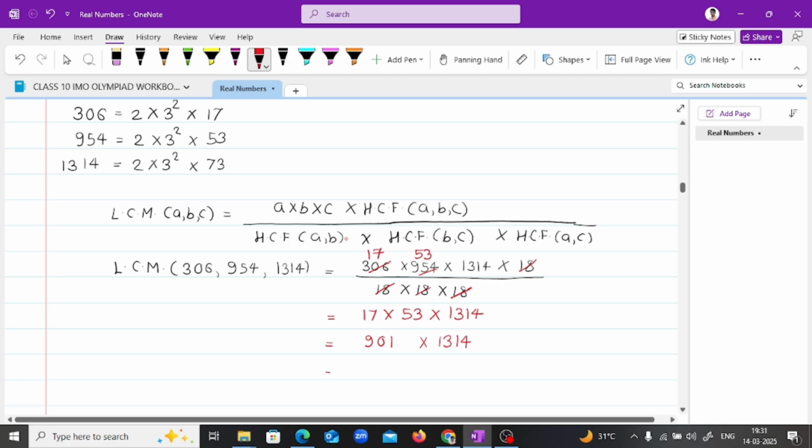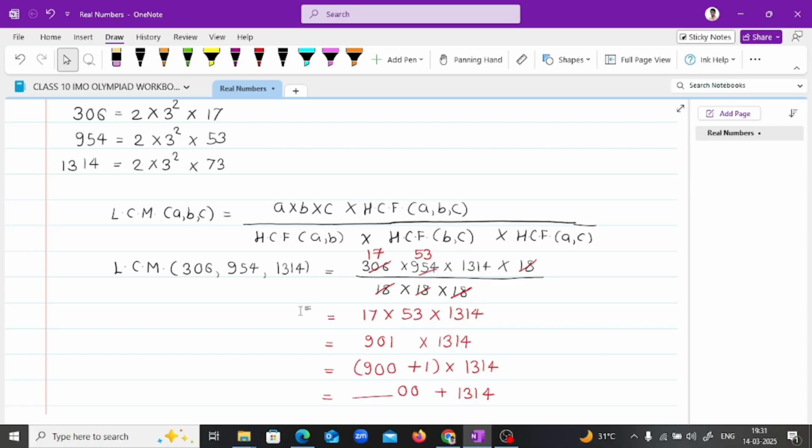1314. Okay, and we can express this 901 as 900 plus 1, into 1314. So if we multiply 900 into 1314, there will be some answer with the last two digits 0 and 0. And if we multiply 1314 with 1, our answer will be 1314. And we can use the options. We can decide our correct answer by the option cancellation method.